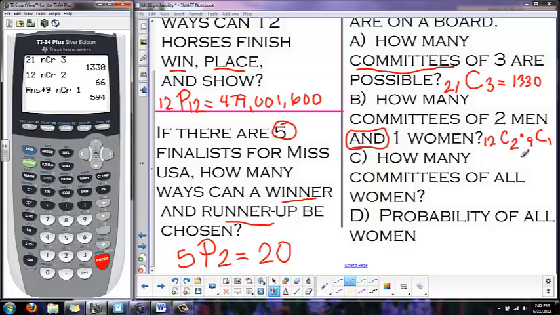Hit enter, and apparently there's 594 different ways that you could choose a committee like that, which is kind of interesting.